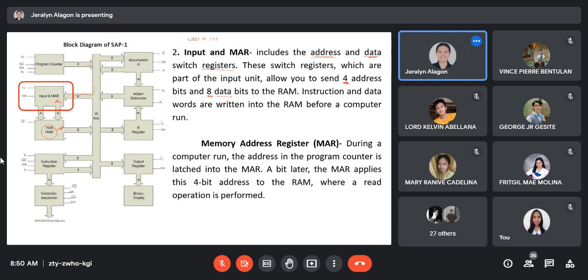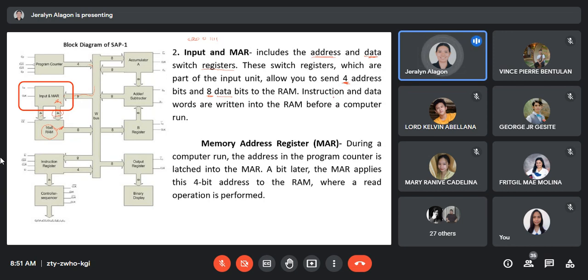Okay? So in this part, I don't know why there is a 4 here, whether it should be 8. I'm not sure about this one. But according to the definition, it's the input and MAR that will allow for 4 address bits and 8 data bits going to the RAM.